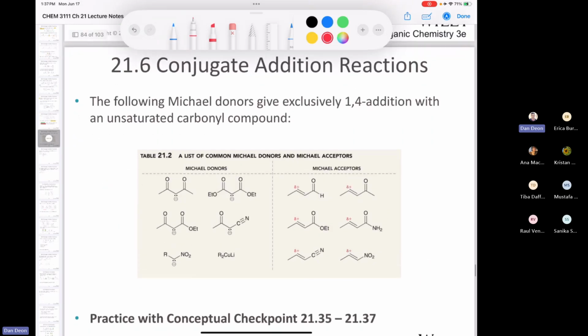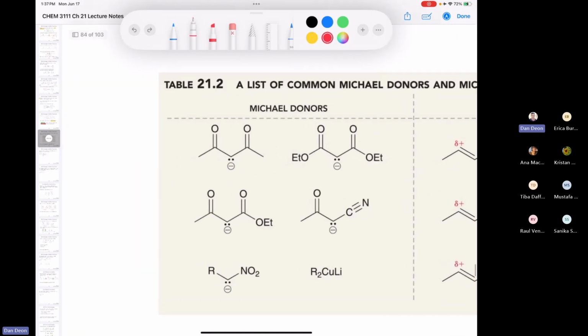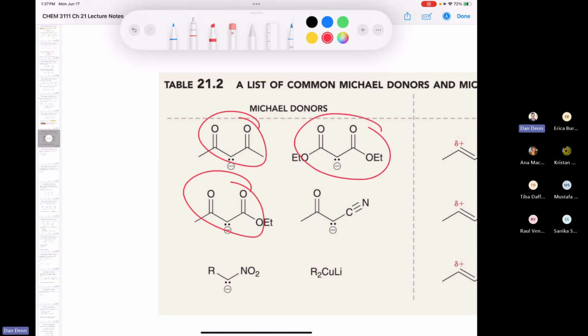All right, so what did I tell you so far? I showed you 1,3 dicarbonyls and cuprates. Okay, I said those make good Michael donors. Besides those, what else makes a good Michael donor? Basically any 1,3 dicarbonyl. So you see, this is a 1,3 dicarbonyl, this is a 1,3, and you're like, isn't that just ethyl acetoacetate? Yep. Isn't this just diethyl malonate? Yep. Okay, so those are good Michael donors.